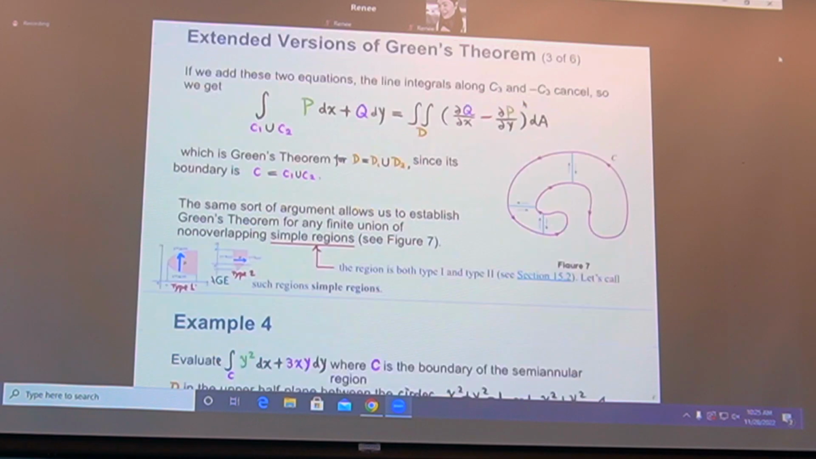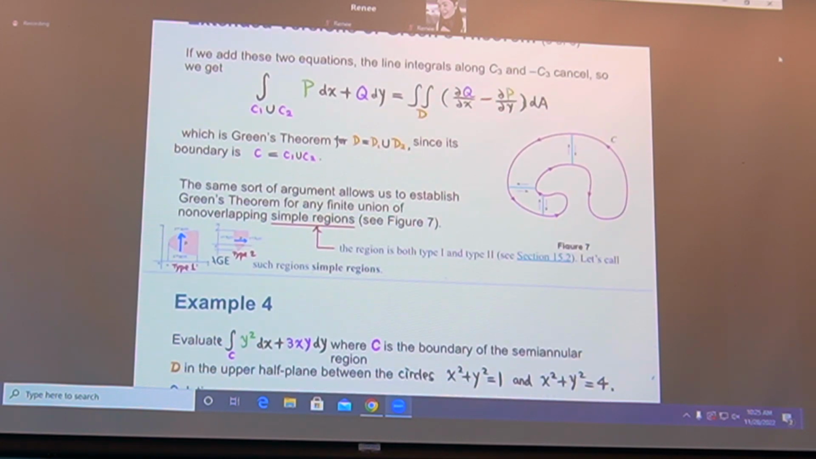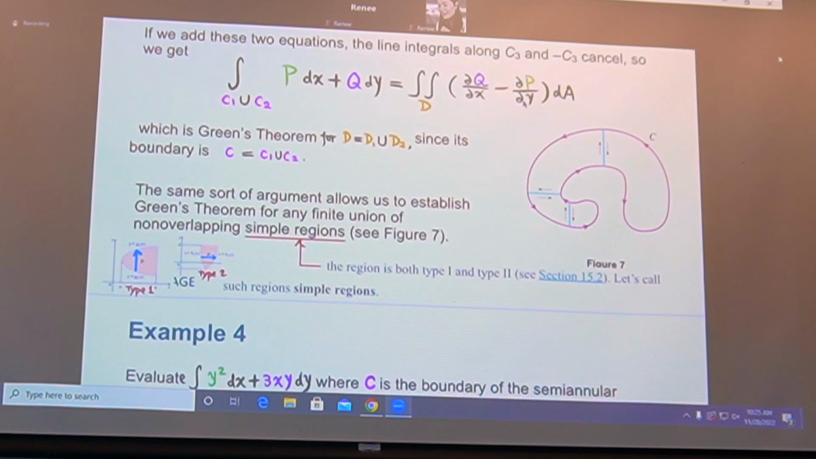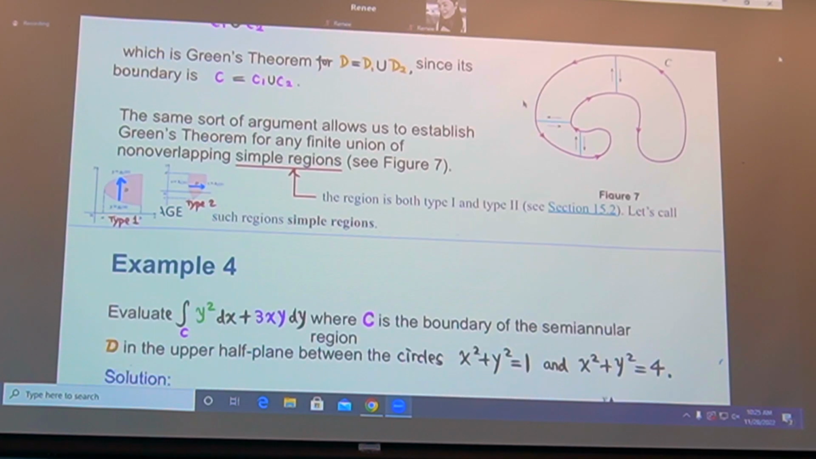In fact, we can have Green's theorem for any finite union of non-overlapping simple regions. So, for example, in this case, you can divide this, and this into 1, 2, 3, 4 regions, and each region is simple. Then you can apply Green's theorem to this region. Even though it's not simple, as long as we can divide it as a union of simple regions, then we can do that. Okay, still apply Green's theorem.